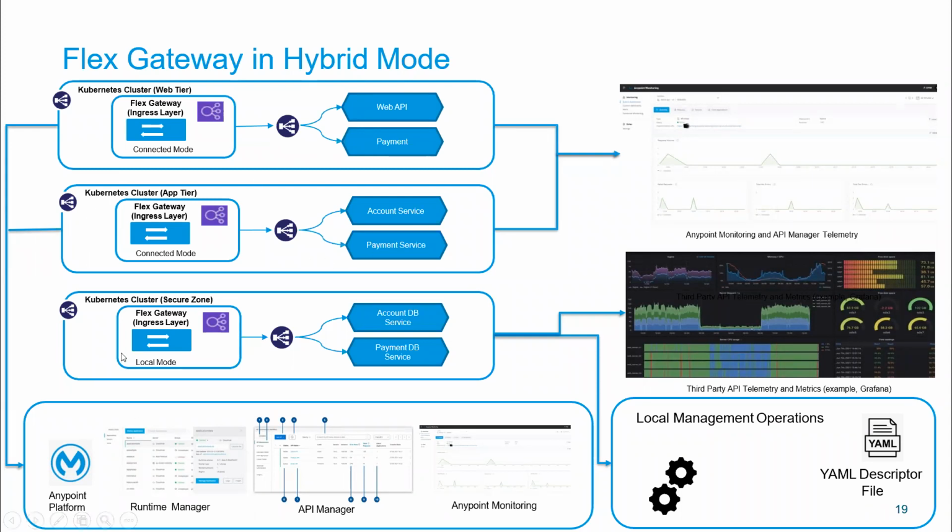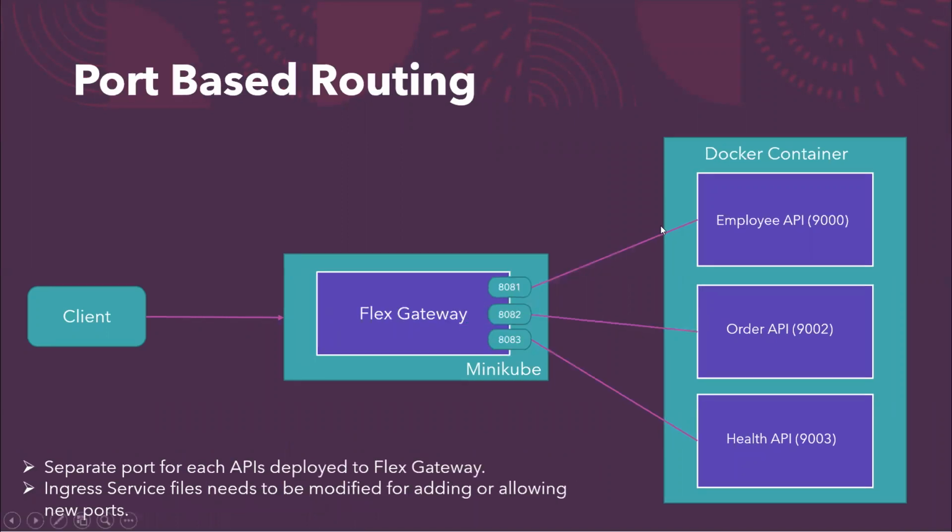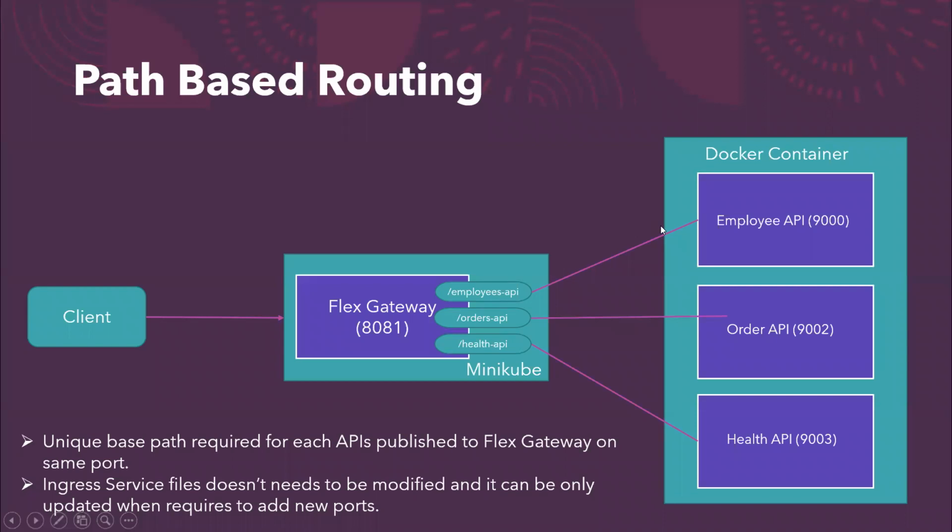Again, as I mentioned, if you are using the connected mode, you can make use of all the out of box capabilities. But if you are using the local mode, you have to use third-party tools for logging and monitoring, and also manage the YAML descriptor file. Here we are going to see two examples. I want to show these two things: path-based routing and port-based routing.